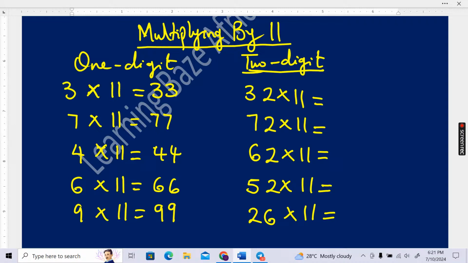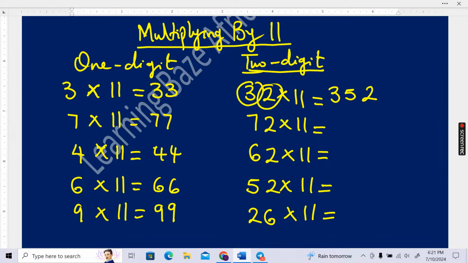Now, what is 32 times 11? All you need to do is add up the two digits. Add 3 and 2 together, that will give you 5. So 5 will be written in between 3 and 2. That is 3 written down, 2 written down with a space in between, and 3 plus 2 is 5. So 32 times 11 is equal to 352.